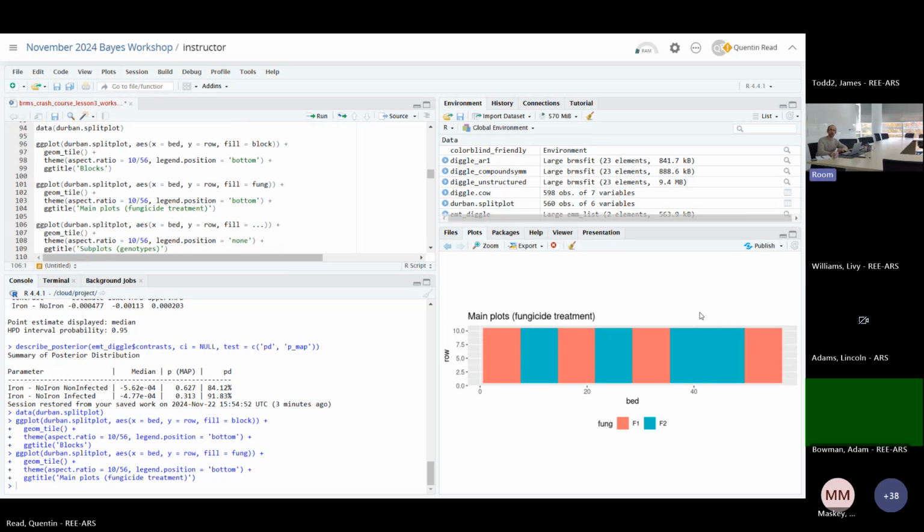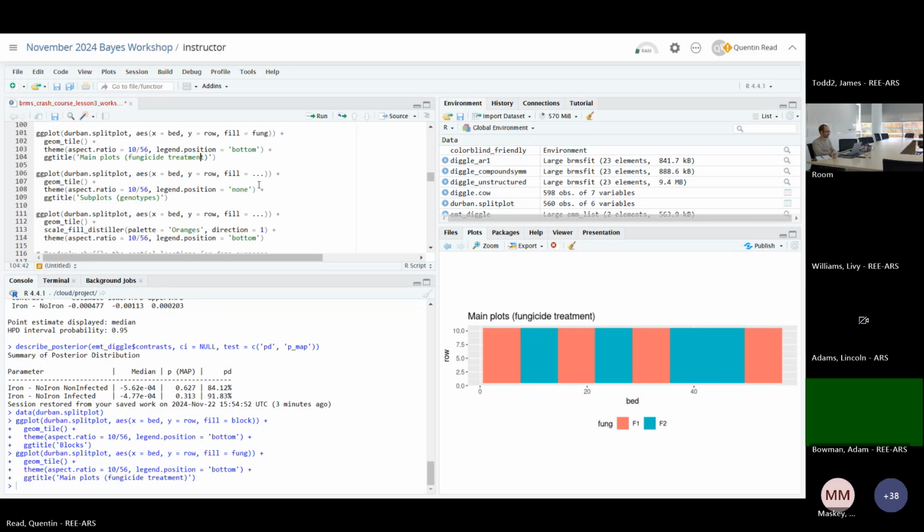So you can see each block, half of it, this is like how they're physically laid out in space. Half the block got fungicide and half did not. And it's sort of like randomized within each block which side got fungicide and which did not, which is the proper way to design an experiment.